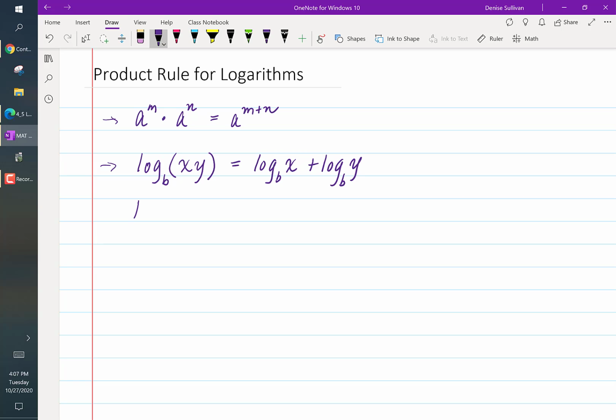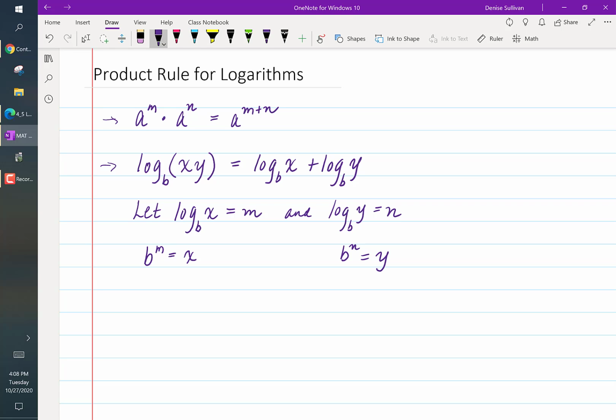So we start by letting the log of x base b equal m, and the log of y base b, let that be n. And see, they even have the same names as those exponents. Then we'll write them in exponential form, so we'll say b to the m is what x is, and b to the n is what y is.